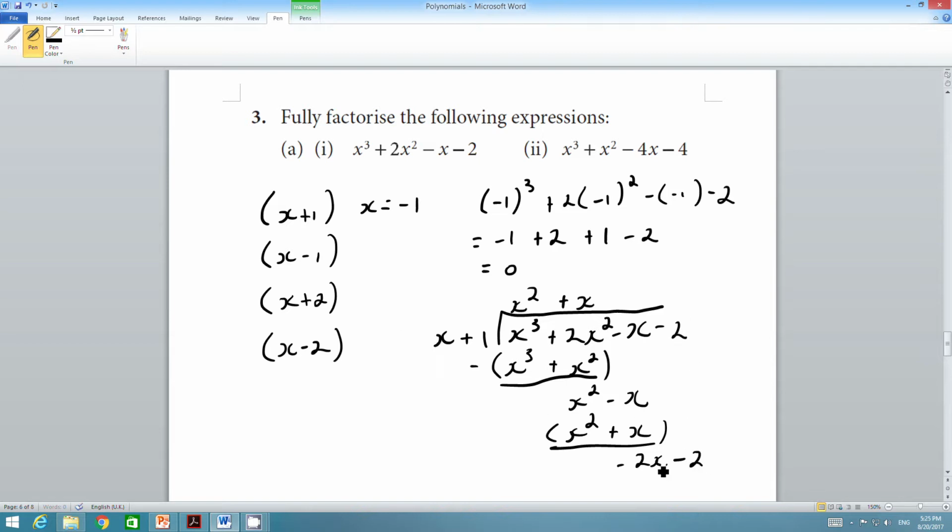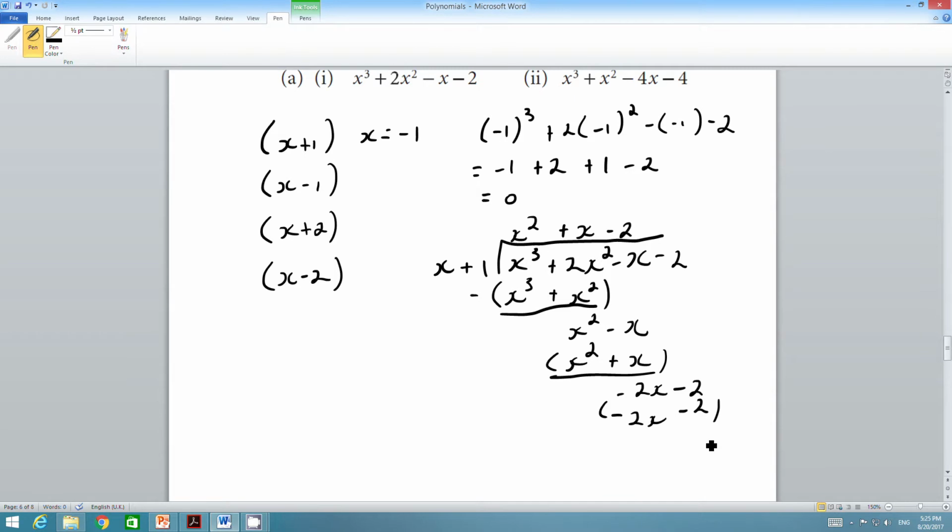What do I have to do with x to become negative 2x? I have to multiply it with negative 2. So here negative 2x, and 1 times negative 2 is also negative 2. When I deduct this, I'm going to reach 0. So I know that if I divide my polynomial by a factor, it should give me 0 from the factor theorem, and this is the remaining factor.